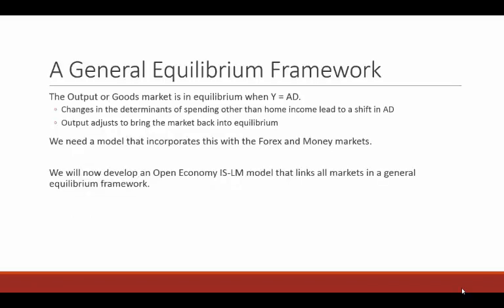Our last lecture on the income expenditure model demonstrated that the output market is in equilibrium when output is equal to planned spending expenditures or aggregate demand. Changes in the determinants of spending other than the incomes at home lead to a shift in aggregate demand, and this results in output adjusting to return the market back to equilibrium.